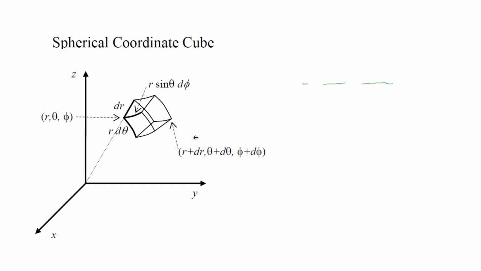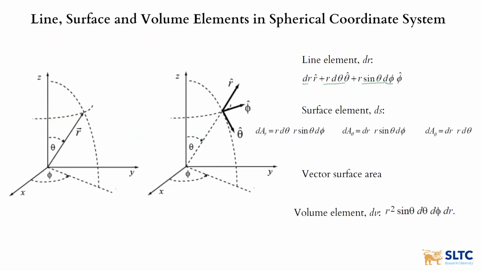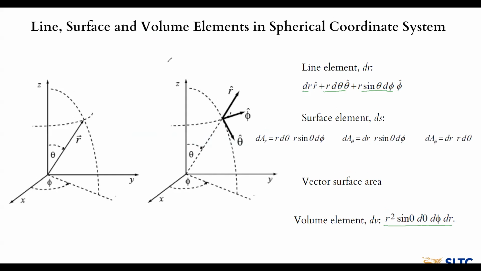We need to multiply the perpendicular components of this cube, and we can find the volume element, or the volume of this small cube. So the volume element is taken by taking the product of dr, r dθ, r sinθ dφ. Once you take that product, you will get this expression, right? I hope it is clear.